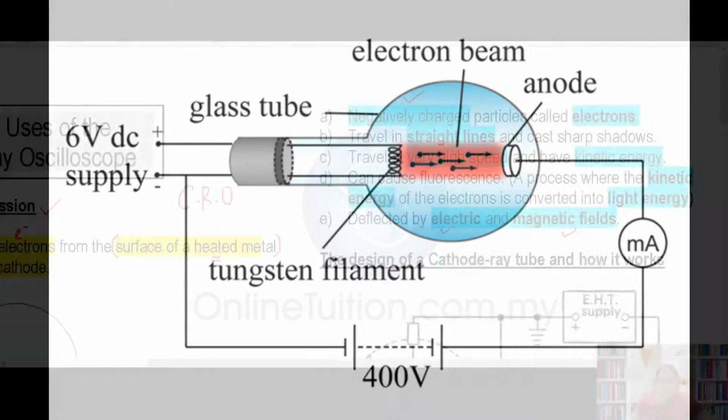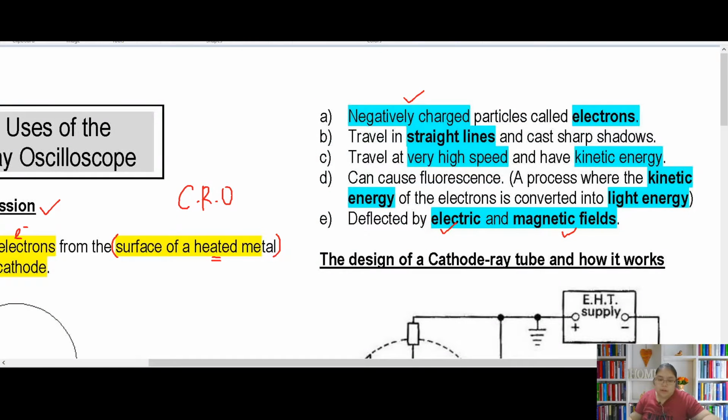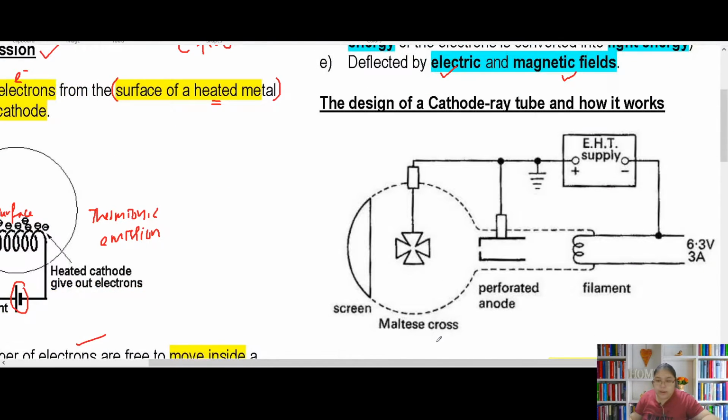Then we continue the lesson to prove the characteristics one by one. Now we're going to see this diagram. This one is joined together from the filament to the anode, then to the Maltese cross. This one is called the Maltese cross, just a cross they put at the center. Then this one we call the fluorescent screen. Later the electrons will strike this screen, and after that they produce a fluorescent color.